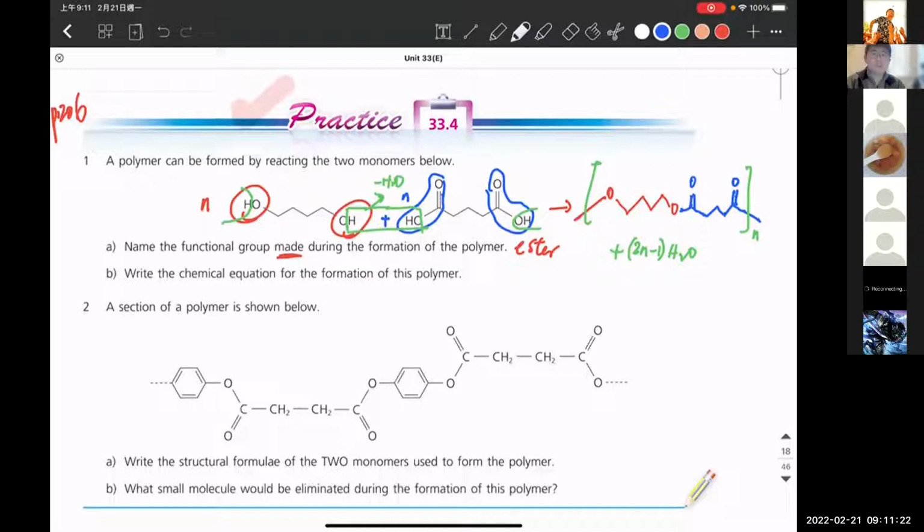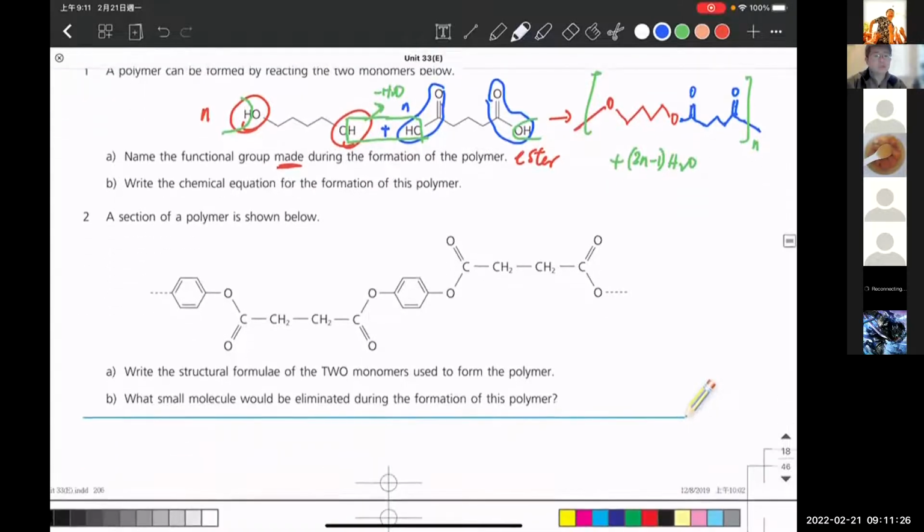If not, now here comes question 2. The section of polymer is shown below. Write the structural formula of the two monomers formed to make that polymer, and what small molecules will be eliminated during the formation of this polymer.